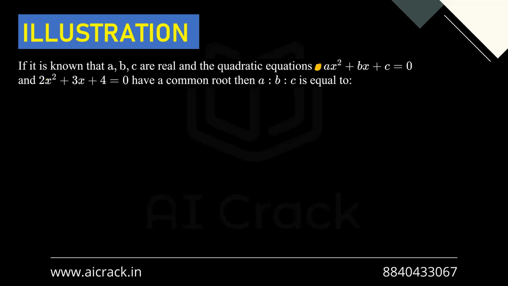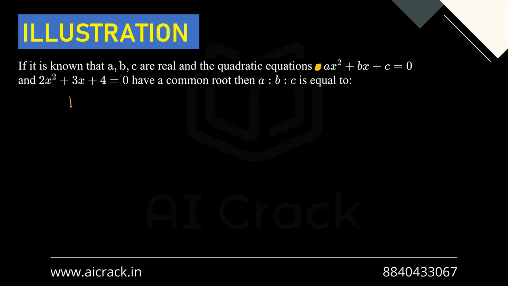And now let's solve this problem. If it is known that a, b, c are real and the quadratic equations ax square plus bx plus c equals to 0 and 2x square plus 3x plus 4 equals to 0 have a common root, then a is to b is to c is equals to, right? In this case, it has been given that it has one common root.